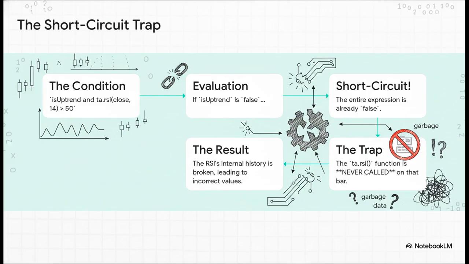And that's a disaster. Why? Because functions like RSI or an EMA have a memory. They need to run on every single bar to keep their history straight. If you skip a bar, the history gets corrupted, and suddenly your script is making decisions based on complete garbage.